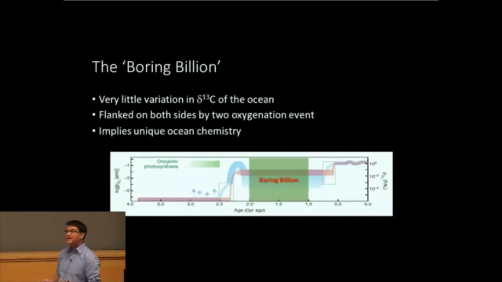And we believe that this is what caused the eukaryote diversification to stagnate. And recent studies have shown that the boring billion is a misnomer. It's not really that boring. Because if you recall, there are 2 oxygenation events that flank both sides of the boring billion. So this implies a very unique ocean chemistry. It's neither anoxic and ferruginous like the Archean, but it's not fully oxic like the Phanerozoic either. So it's somewhere in between.